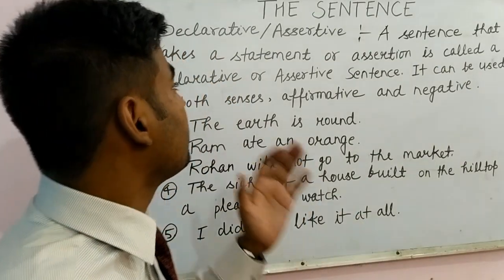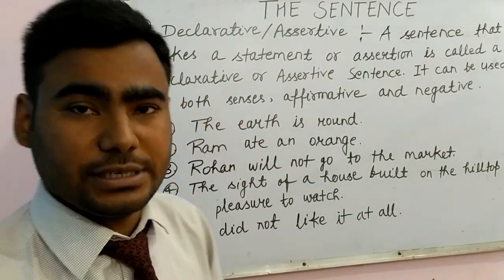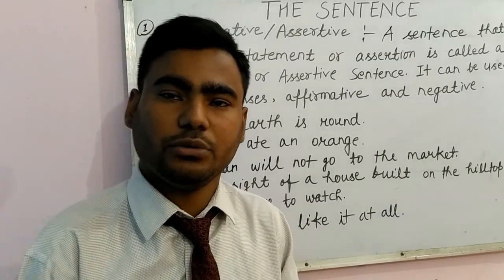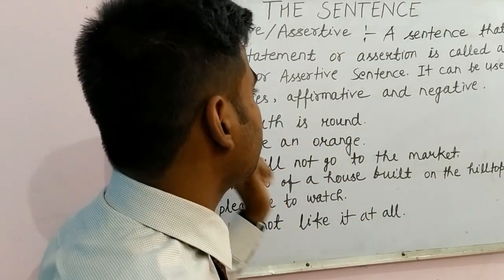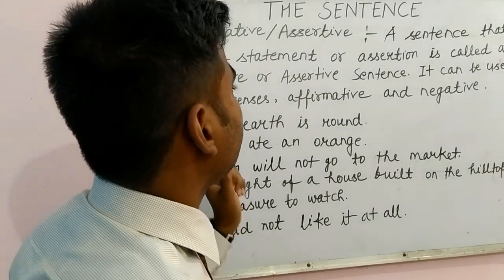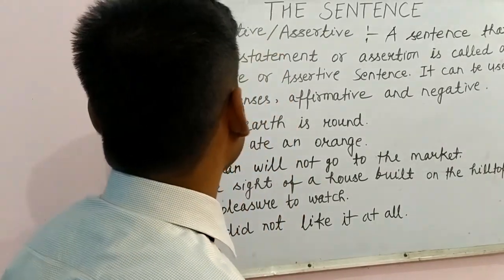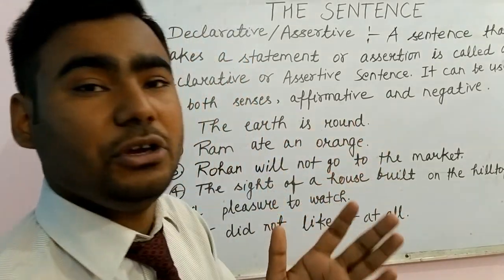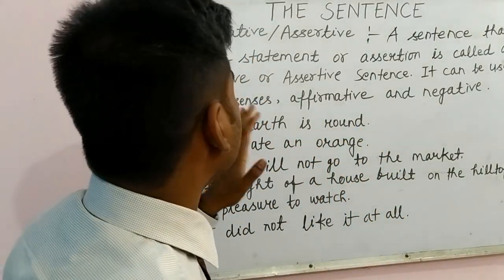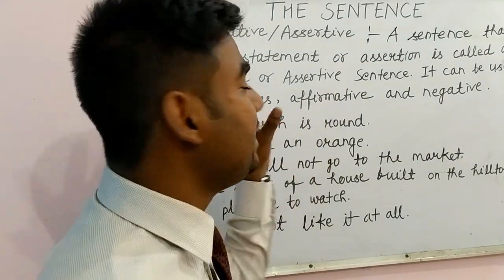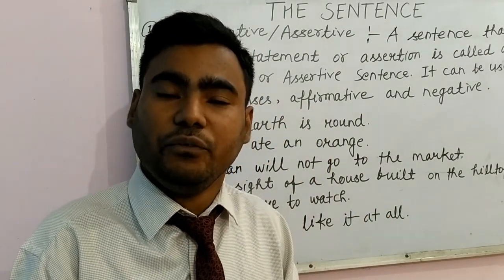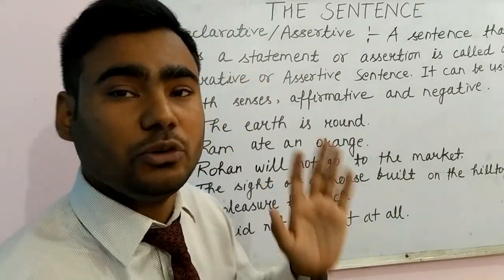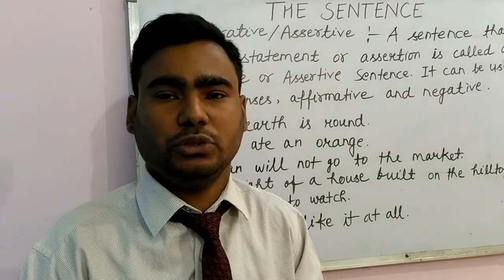Topic is declarative or assertive sentence. What is an assertive and declarative sentence? We are going to discuss this in this topic. A sentence that makes a statement or assertion is called a declarative or assertive sentence. It can be used in both senses, affirmative and negative. The meaning of this definition is that we use this declarative or assertive sentence on both sides, negative and positive.